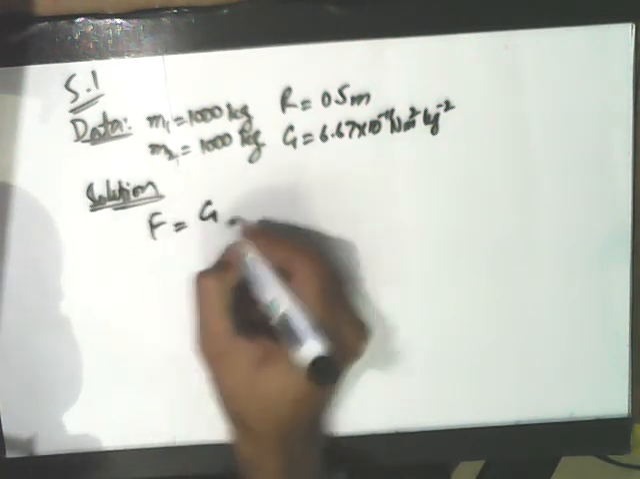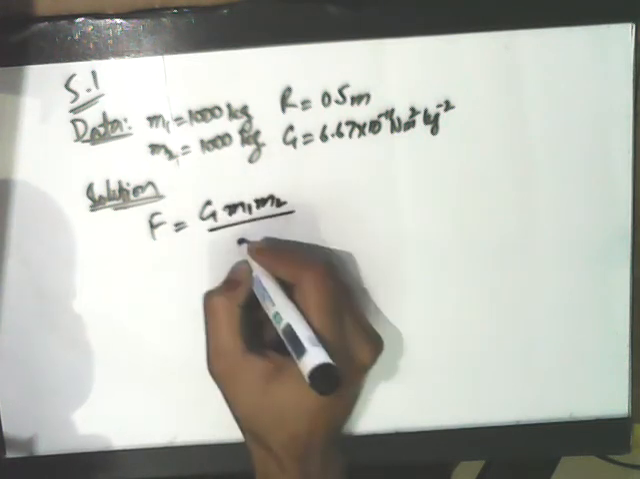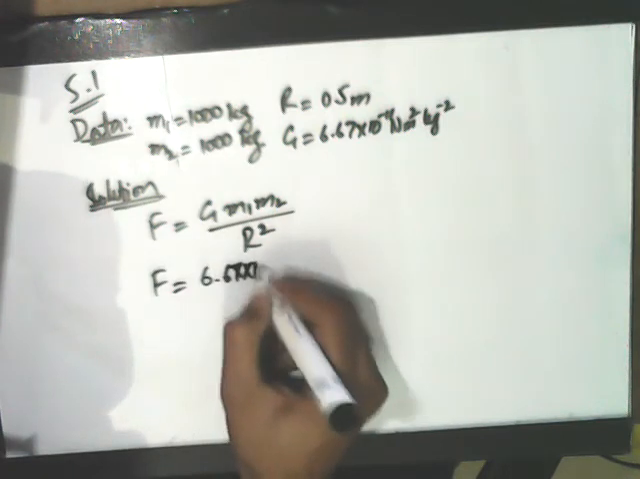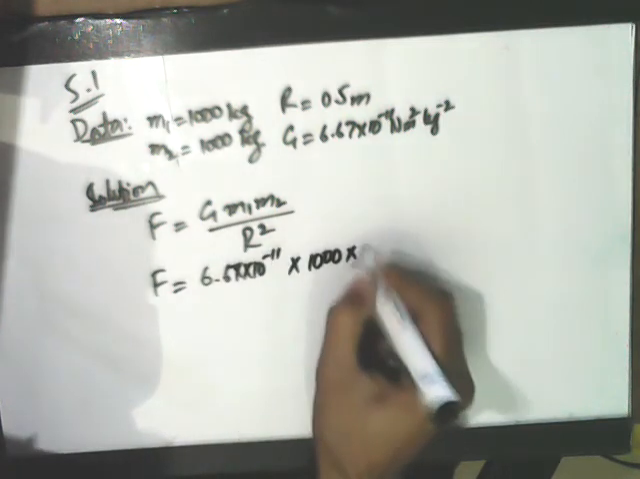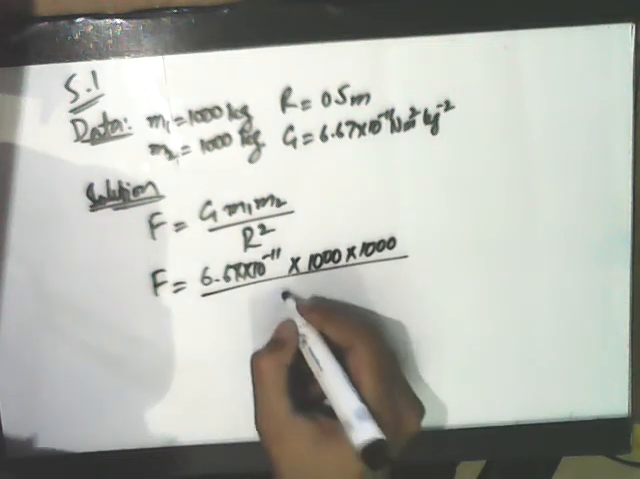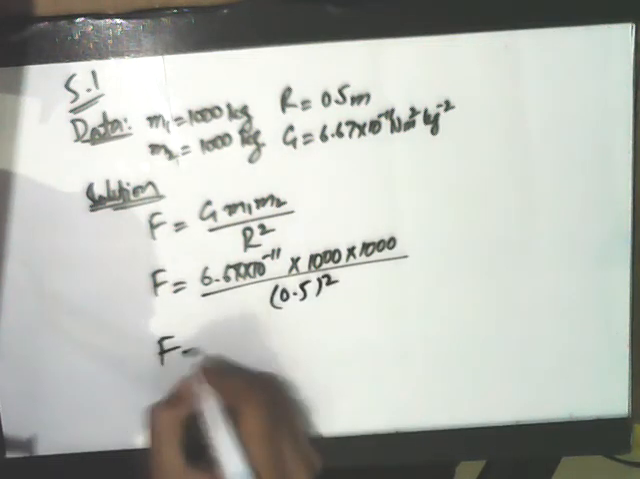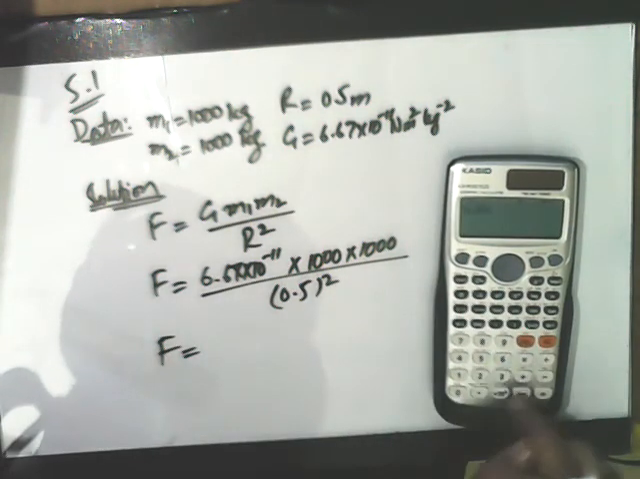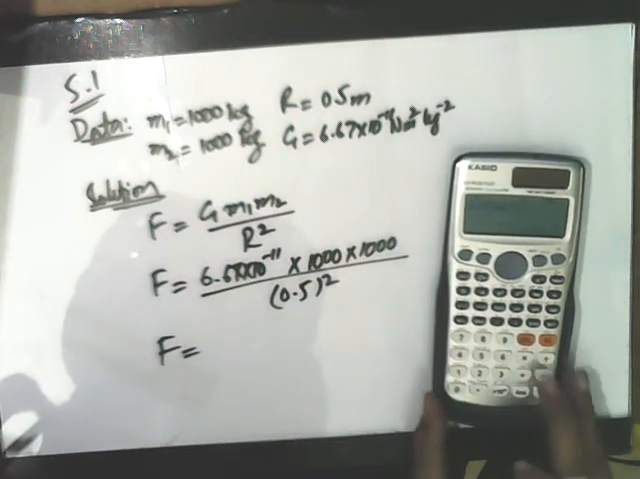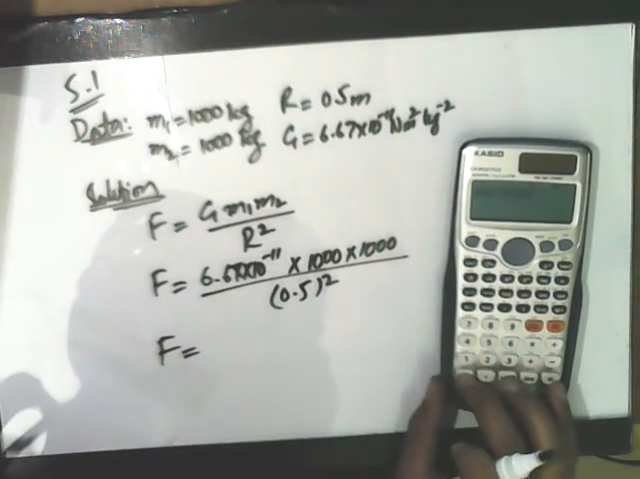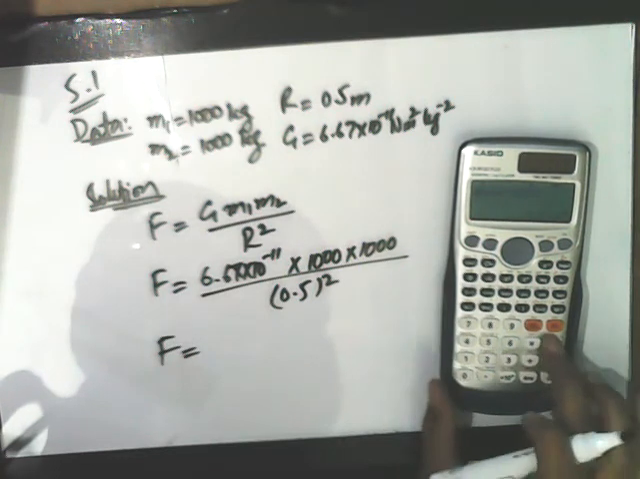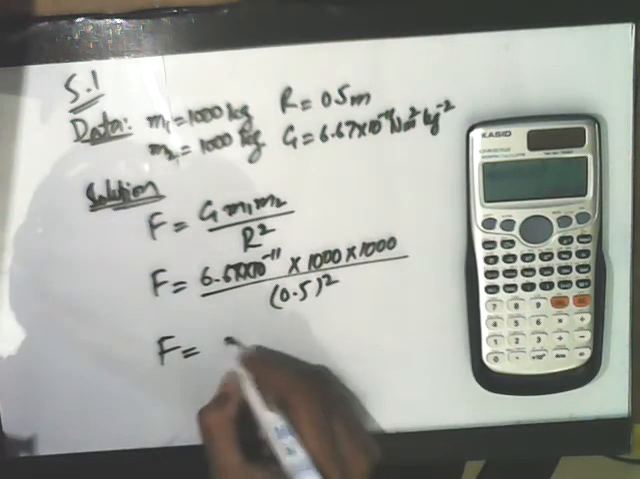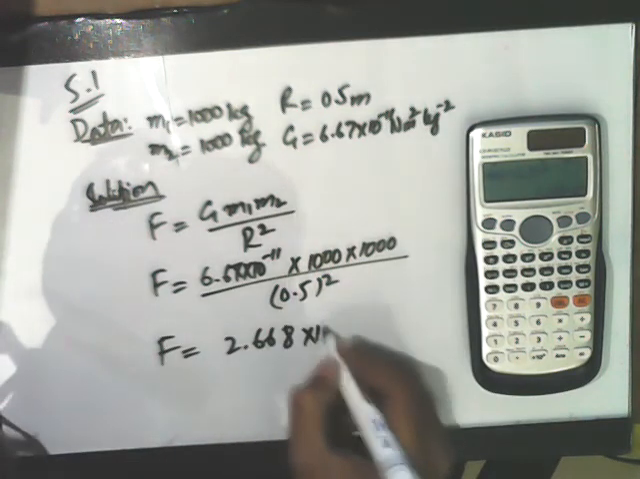F is equal to G M1 M2 over R squared. That is 6.67 into 10 to the power minus 11 into 1000 multiplied by 1000 divided by 0.5 whole square. So the force is going to be very simple: 6.67 minus 11 multiplied by the masses divided by 0.5 squared. So it's turning out to be 2.668 into 10 to the power minus 4.